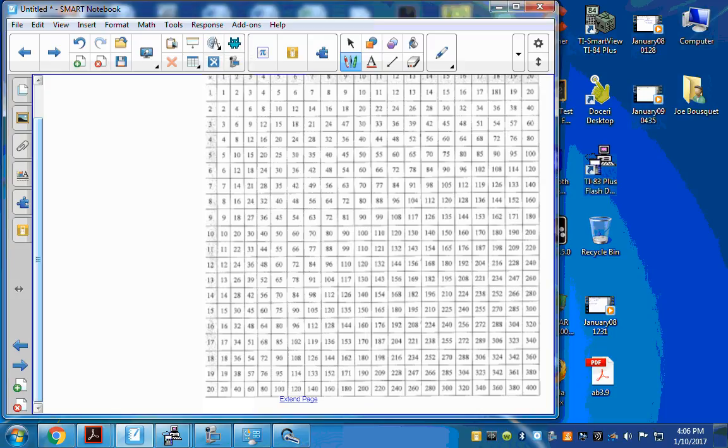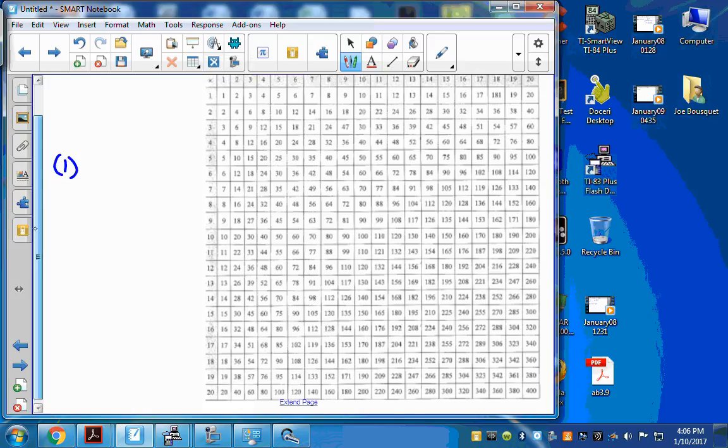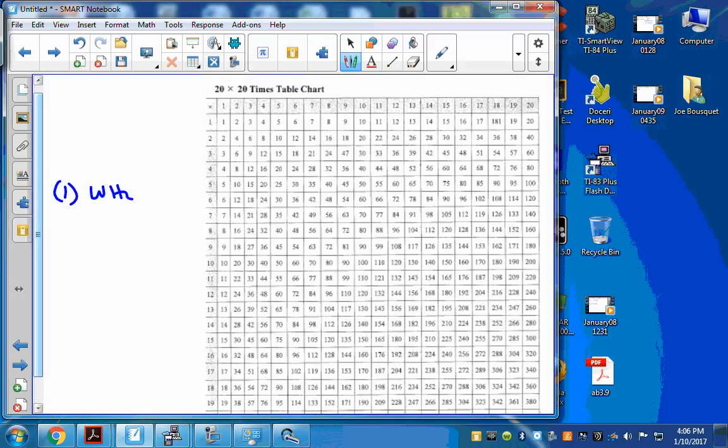The first task is to locate the perfect squares. So where are the perfect squares? Well, 1 times 1, 2 times 2, 3 times 3, 4 times 4, and so forth. There are 20 perfect squares all in a row. You need to describe how you would find those perfect squares. That's number 1.